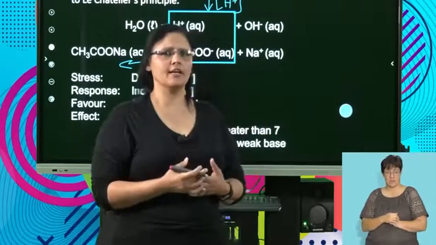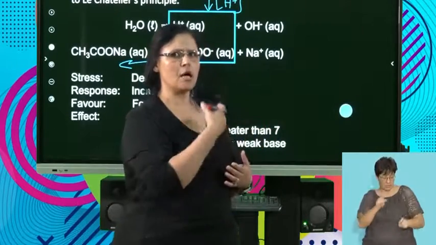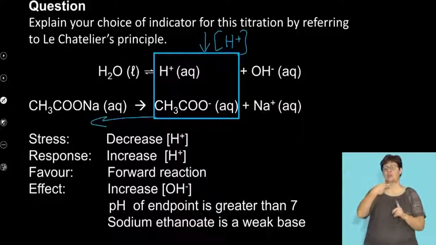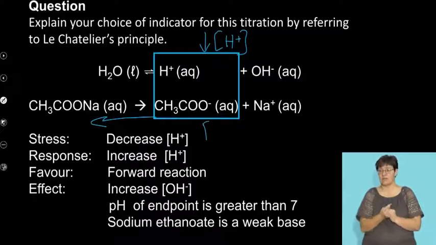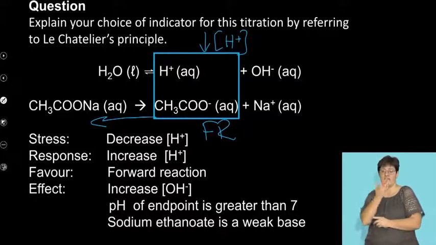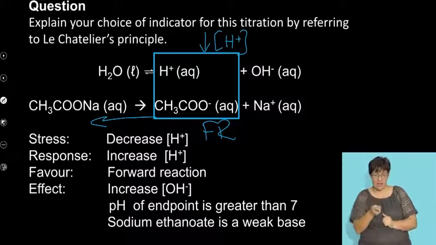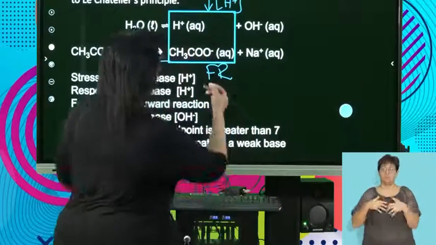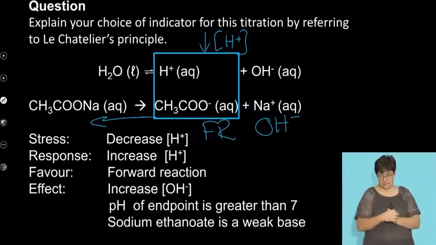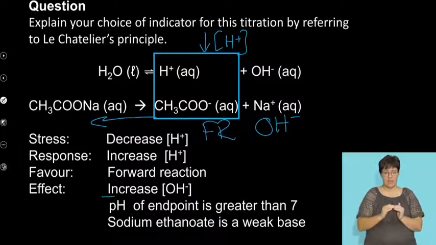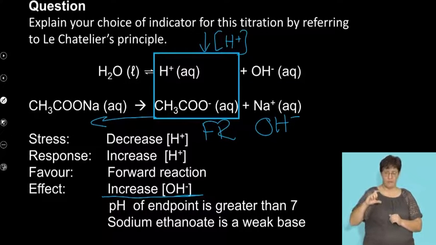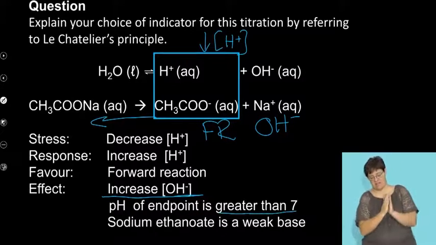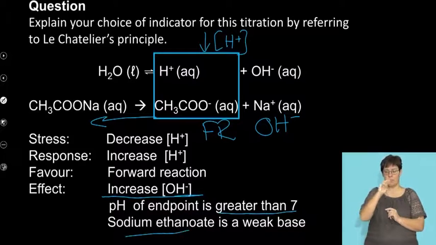According to Le Chatelier, the system will try to respond by making more hydrogen ions to increase the hydrogen ion concentration. If that happens, my forward reaction will be favored. And if the forward reaction is favored to make more hydrogen, it will also make more OH minuses in the solution. That increase of hydroxide ions means I have a pH that's a bit bigger than 7. So your sodium ethanoate is a weak basic salt.